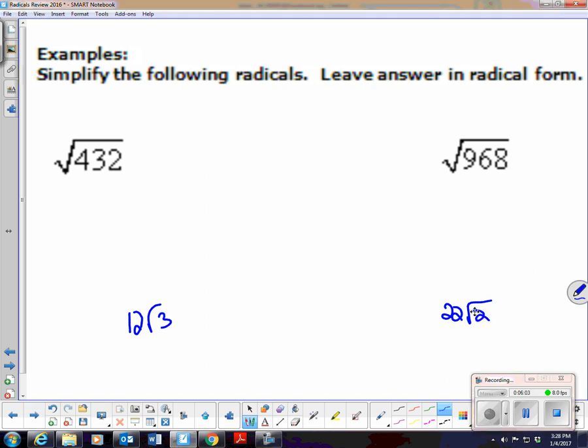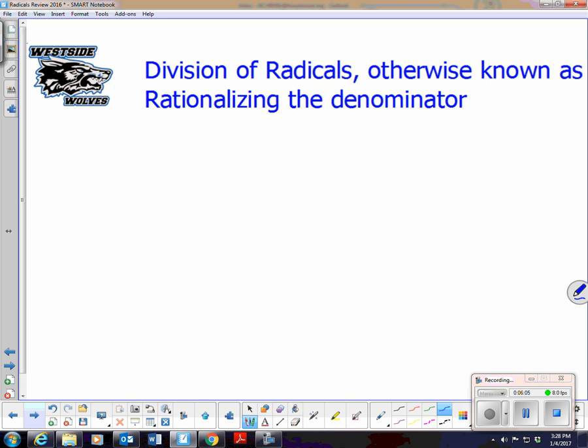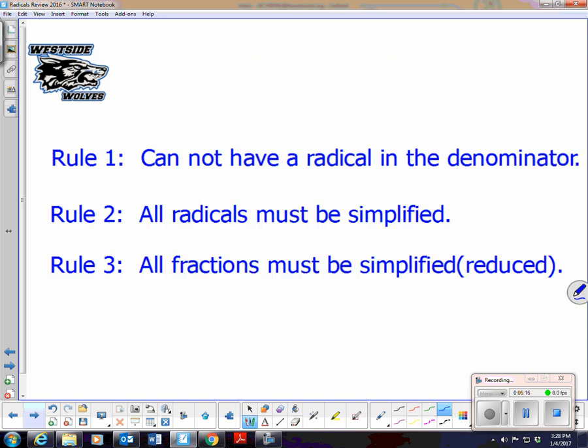Okay. All right, so rationalizing the denominator is another name for division of radicals. We're basically not changing the problem any whatsoever. We're only changing what it looks like. So we have these 3 rules. First, you cannot have a radical in the denominator. So if you have a radical in the denominator, you've got to work with getting it out of the denominator. All radicals must be simplified and all fractions must be simplified, or we say reduced. Now, these 2 rules, those should be true every time you work math problems. You should always simplify things completely.